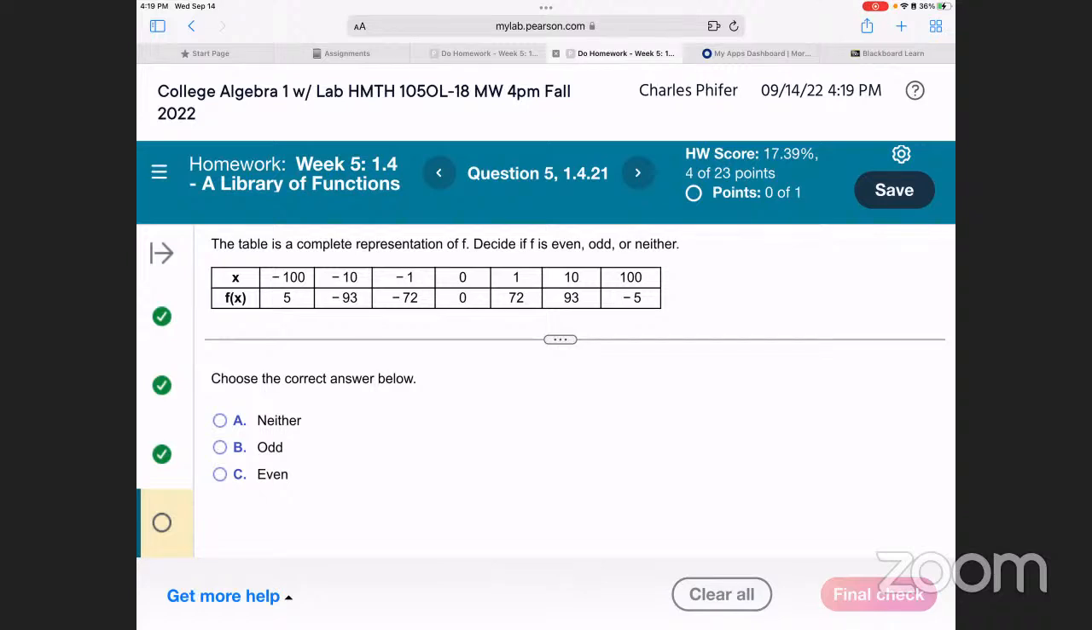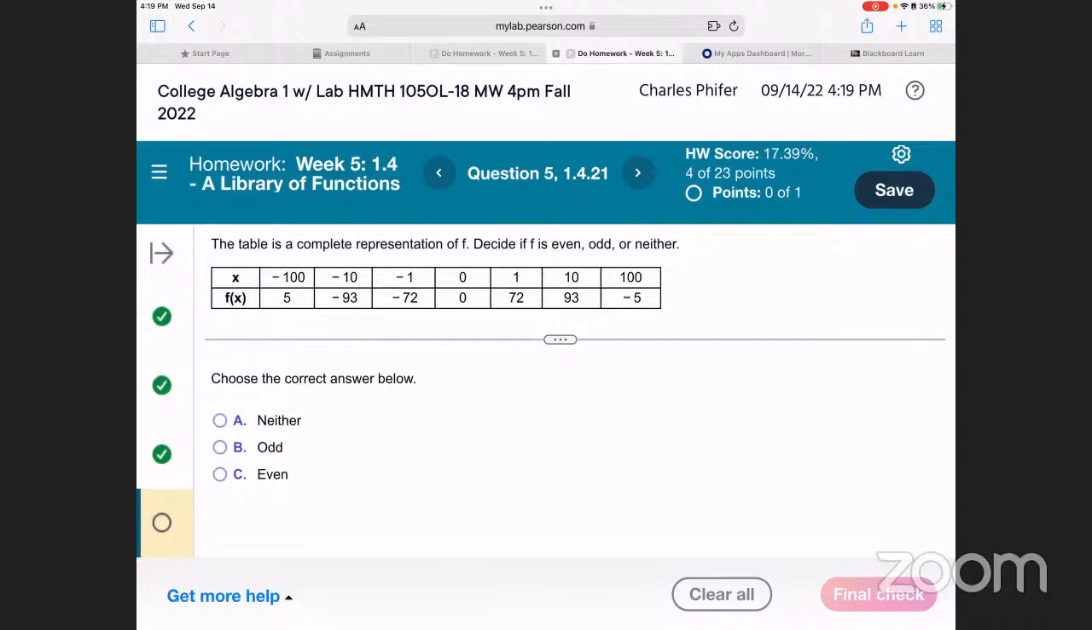Another way of discussing even, odd, and neither is like, okay, an even function, whenever you have the point (x, y), you also have (-x, y). So that's kind of like using symmetry. An odd function being symmetric about the origin, whenever you have (x, y), you also have (-x, -y). So in the even case, we only change the sign of x. In the odd case, we change the sign of both x and y, right? So we're using symmetry here.